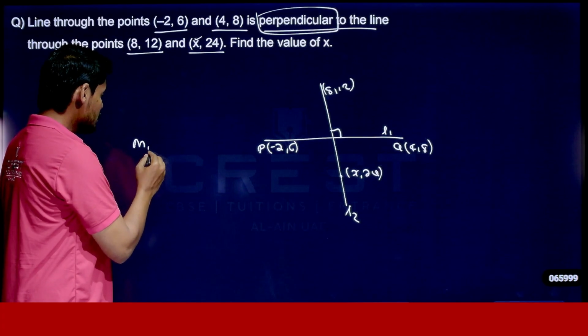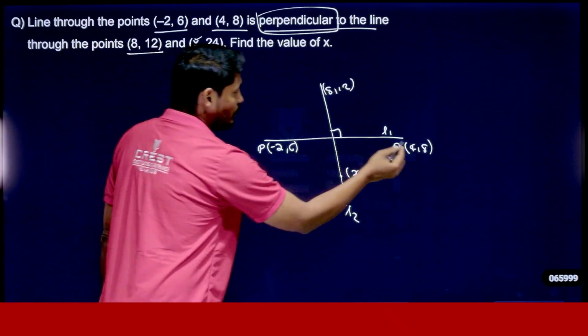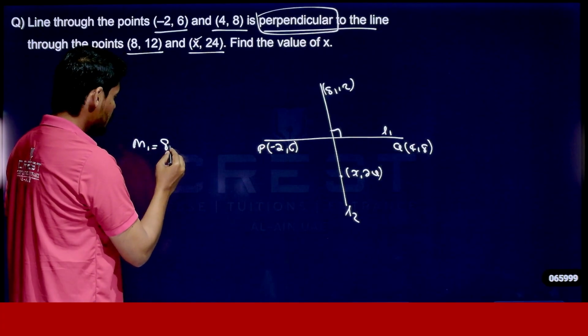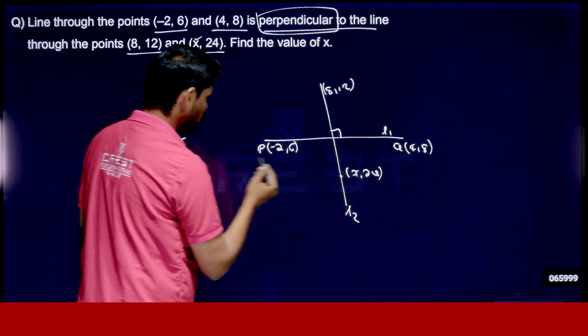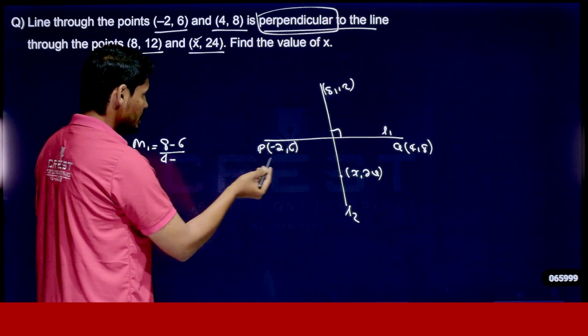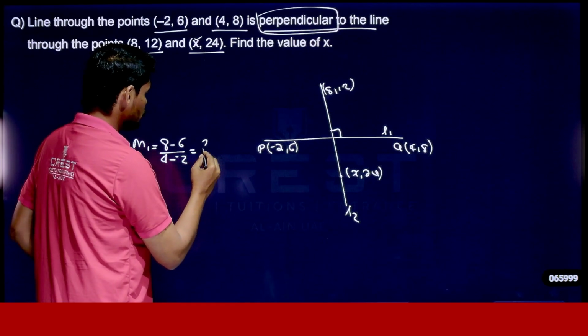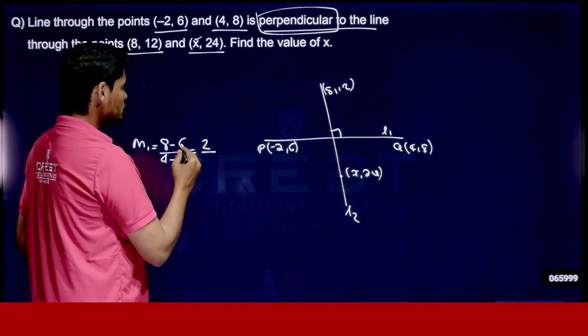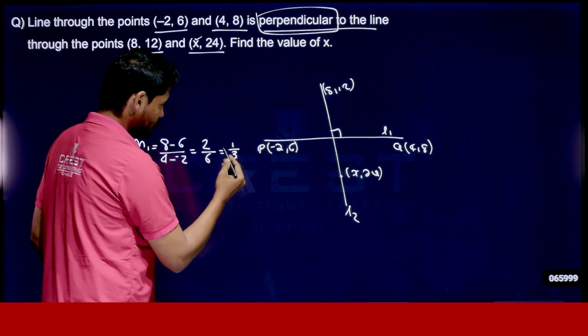So M1, the slope of the first line L1, is y2 minus y1, that is 8 minus 6, divided by x2 minus x1, that is 4 minus minus 2. So you will get 8 minus 6 is 2, and 4 minus minus 2 is 4 plus 2, that is 6. You will get the answer 1 by 3.